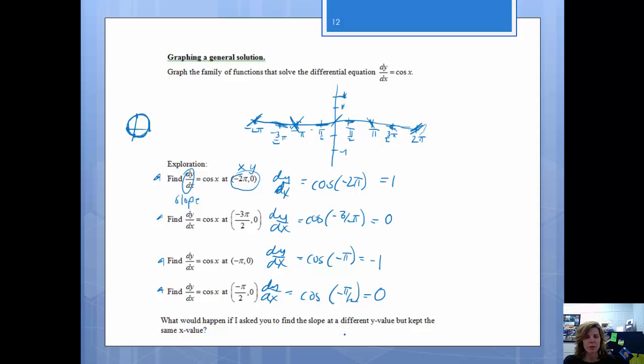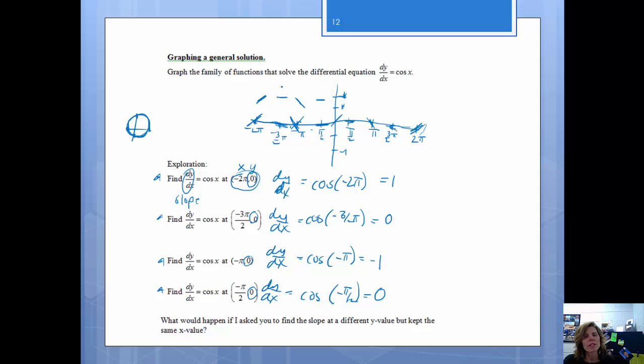And if I ask you to find a slope at a different y value, but kept the same x value, so this time instead of saying it's going to happen at 0, let's say I said it's going to happen at negative pi over 2, 1, or negative pi over 2, 1/2. If this was negative 2 pi, 1 instead, notice the only thing that affected the slope's value was the x value, so I'm still going to have a slope of 1. Here, I'm still going to have a slope of 0. Here, I'm still going to have a slope of negative 1. Here, I'm still going to have a slope of 0.